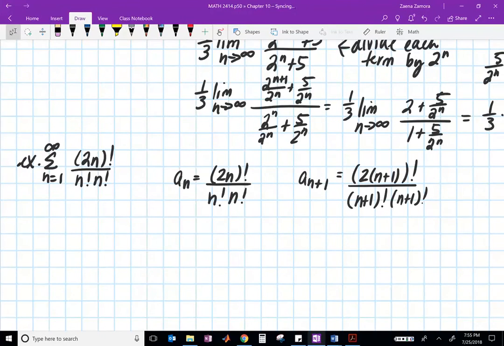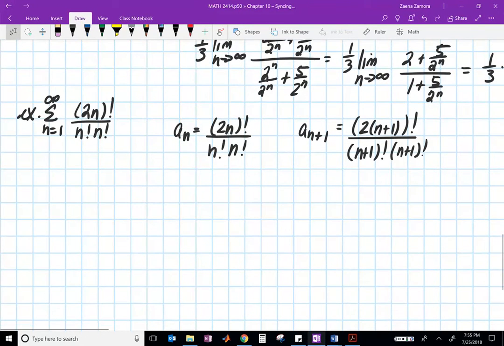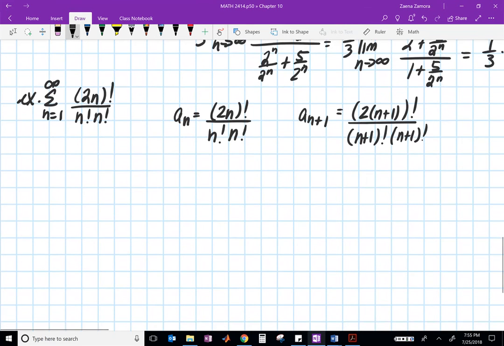All right, don't let the factorial scare you. Okay. Is this one always going to be positive, by the way? A sub n, will it always be positive? How about a sub n plus 1? Yeah, so do I need to put the absolute value? No, okay. So the limit as n goes to infinity of a sub n plus 1 divided by a sub n.